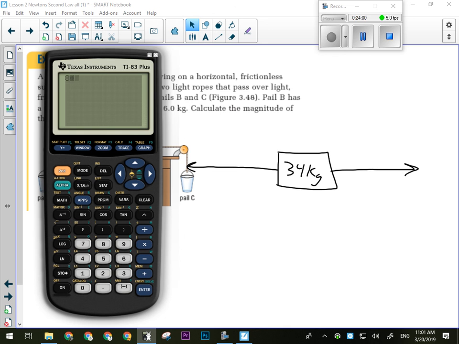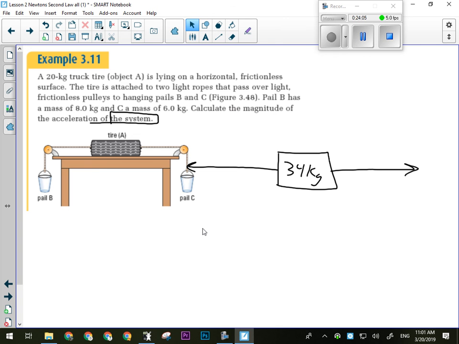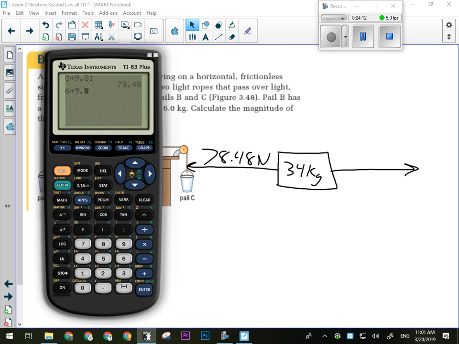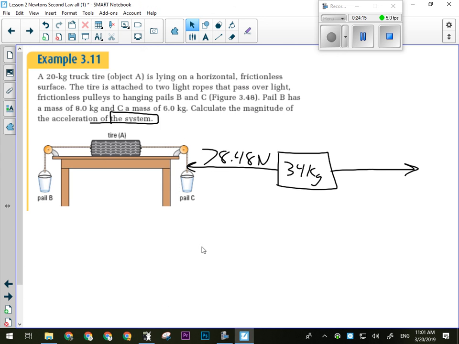So I'm going to take my 8 times 9.81. We got 78.48 newtons going this way, and 6 times 9.81 going the other way. So 58.86 newtons going that way. Those are the forces acting on the system, and since they want the acceleration of the system, that's all I have to worry about. I don't need to worry about any individual parts beyond calculating those two forces of gravity. Now, what can I calculate with those numbers?